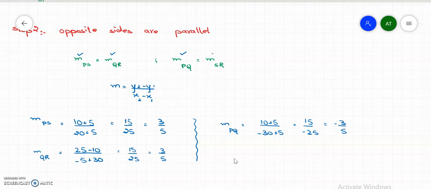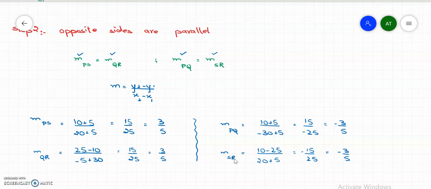Now let's find the last slope, that is the slope of SR. The S coordinates are x1, y1, and R coordinates are x2 and y2. So y2 minus y1 would be 10 subtract 25, over x2 minus x1, that would be 20 plus 5. So it would be negative 15 over 25, and in the lowest form that is negative 3 by 5. So we can see that the opposite slopes are the same.